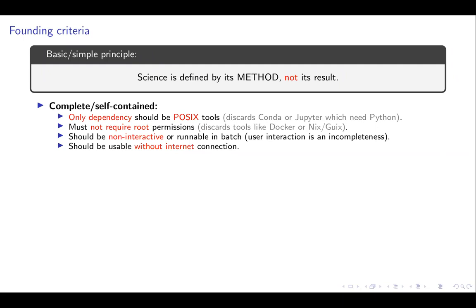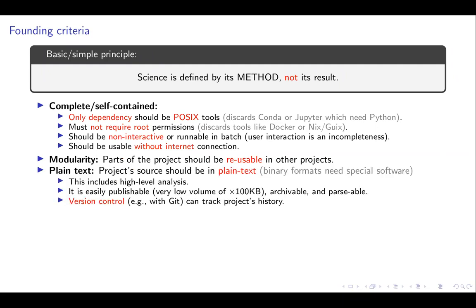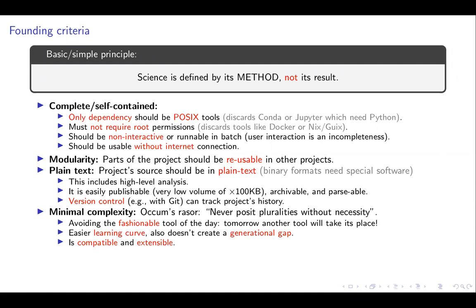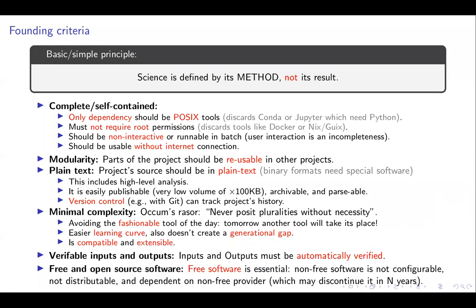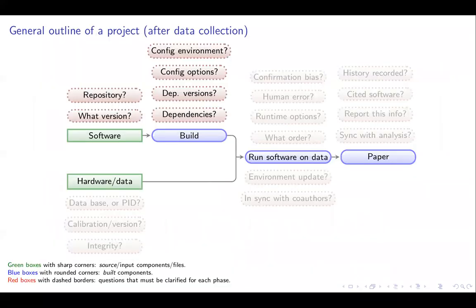So then it should be able to run non-interactively. It should be able to run if the data are there without internet. It should be modular. It should be plain text. No fancy graphic user interface. And it should be minimally complex. All the inputs and outputs, so the data, when they arrive and when they go to the plot, should be verifiable. And of course, as we all know, they should be free software.